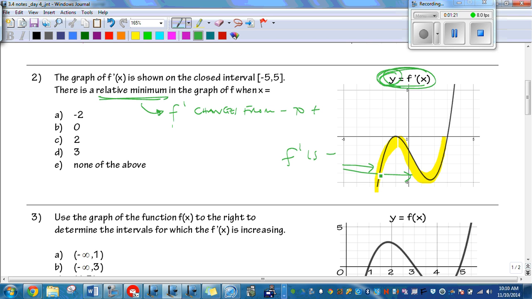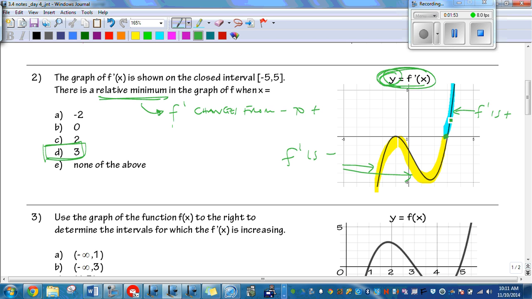So we're not looking at the slope of this graph. The slope of this graph would be our second derivative, like we saw in the last problem. All right, so here the derivative is negative, then up here our derivative is positive. So what's happening right here when x is 3? It's going from negative to positive, right? The derivative is changing from negative to positive at 3. So since it's changing from negative to positive, that's going to give us our relative minimum.